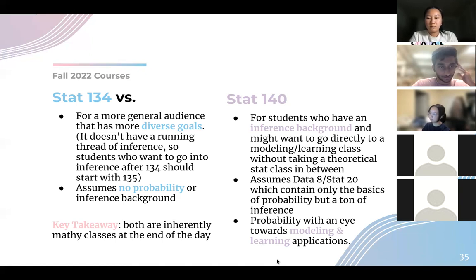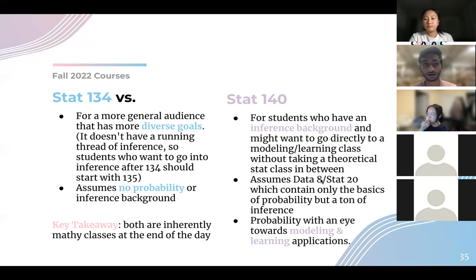So it assumes, like I said, Data 8 or Stat 20, which contain only the basics of probability, but a ton of inference. So one thing they might do in Stat 140 is drop in hypothesis testing here and there. And you're just expected to know it based on the prereqs, even if it's not directly related to the probability you're learning. They kind of just expect you to have that statistical maturity with certain topics. And like I said, it's also probability with an eye towards modeling and learning applications.